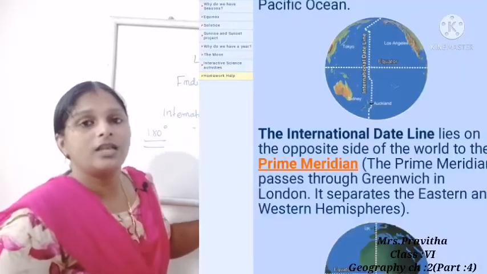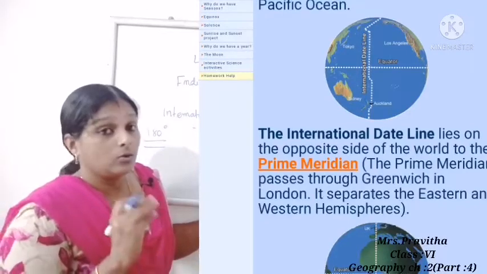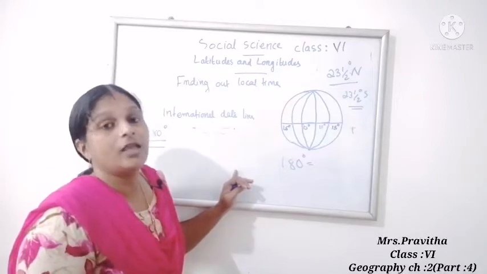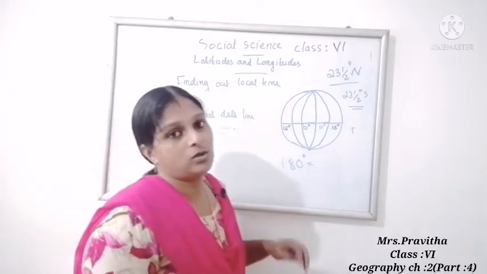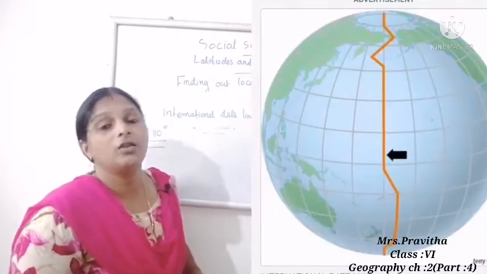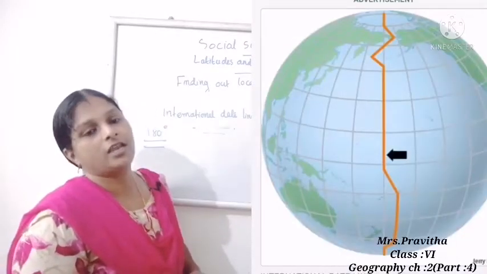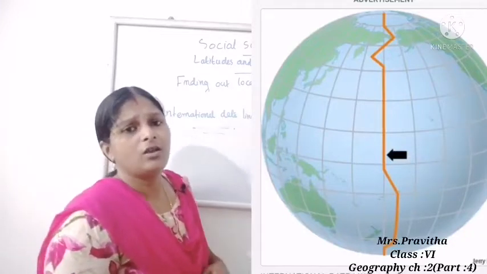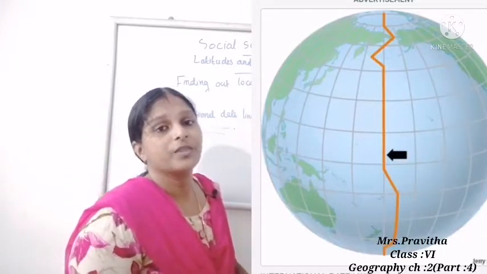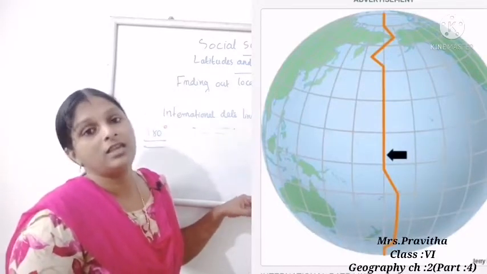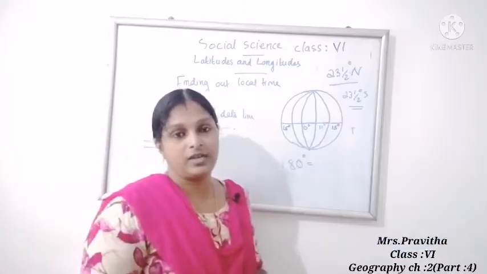Okay, so this 180 degree longitude, if we are looking in the globe, we can see it is not a straight line. All the longitudes are straight lines, but 180 degree longitude is not a straight line. Can you tell why 180 degree longitude only is not a straight line, all others are straight lines? Because if this longitude passes through any country, there will be 1 day difference.